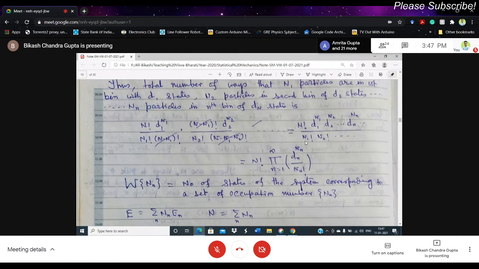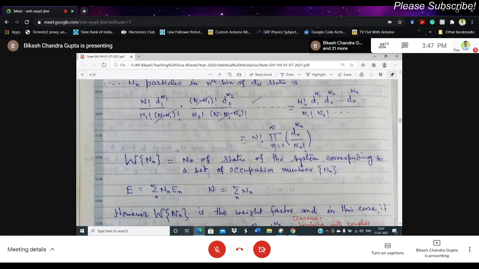And if you write it in terms of a product, then it should be n factorial, product n equals 1 to infinity, dn to the power nn by nn factorial, that is d1 to the power n1 by n1 factorial, into d2 to the power n2 by n2 factorial, and so on. So this is the thing, which can be written in this compact notation.